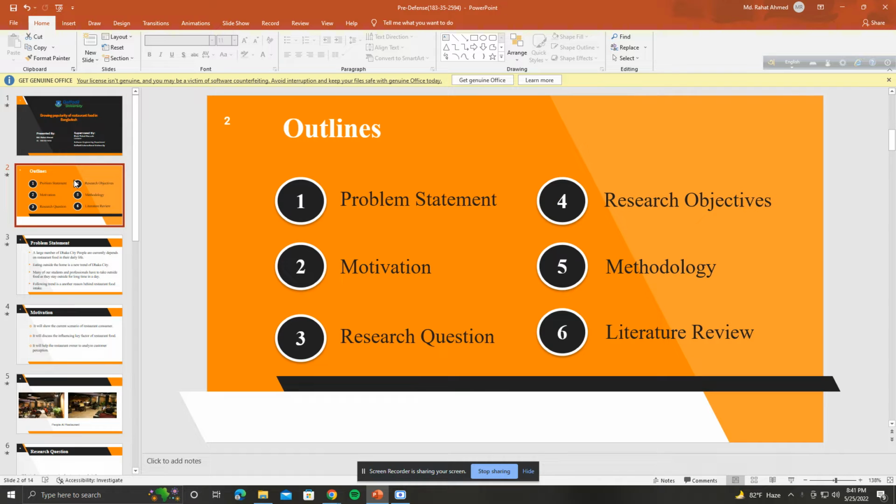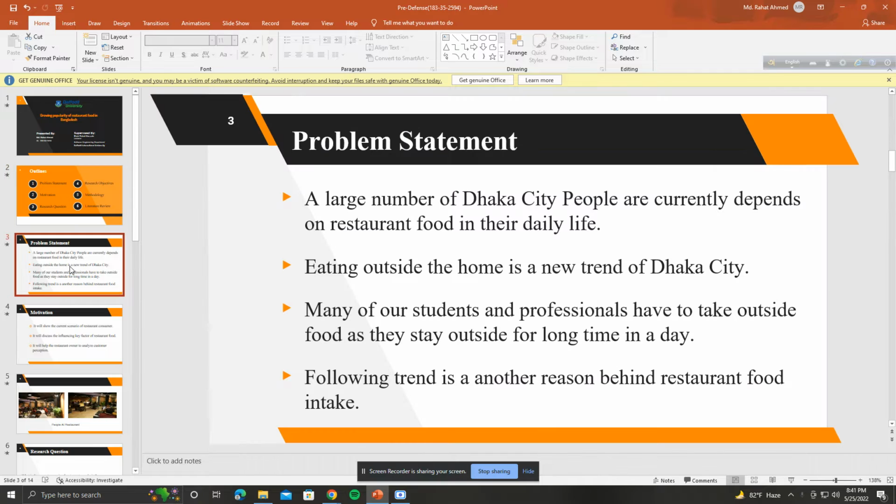Here is my outline. First of all, I will discuss the problem statement, then motivation, then research question, then research objective, the most important thing, methodology, and last but not the least is literature review.